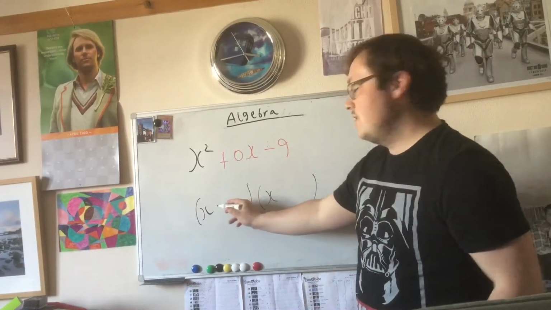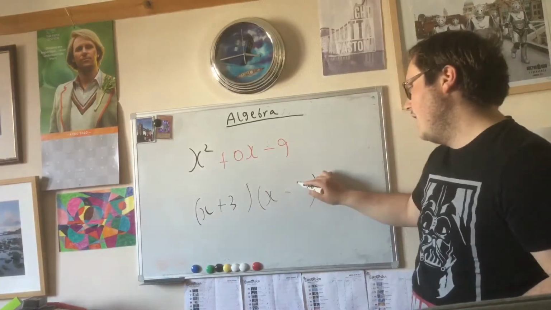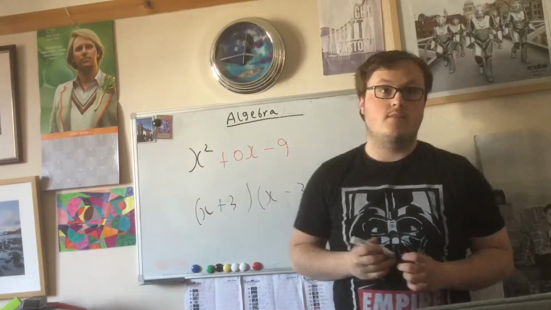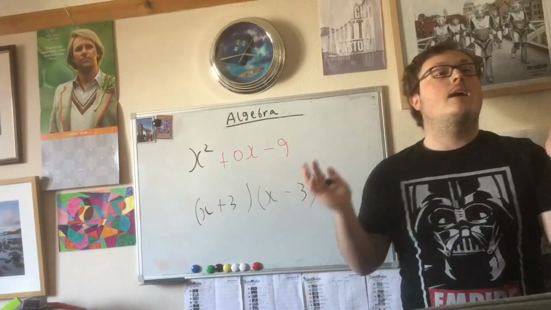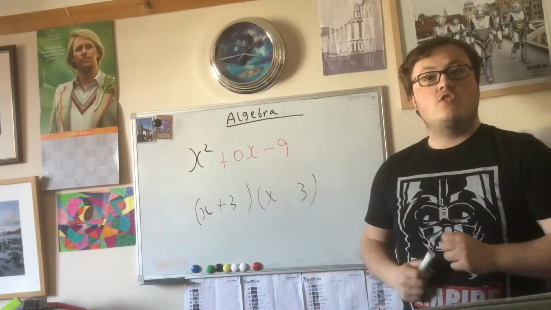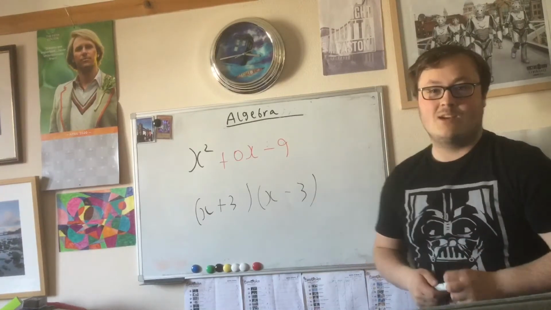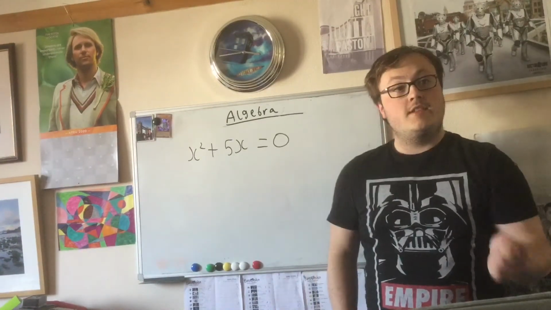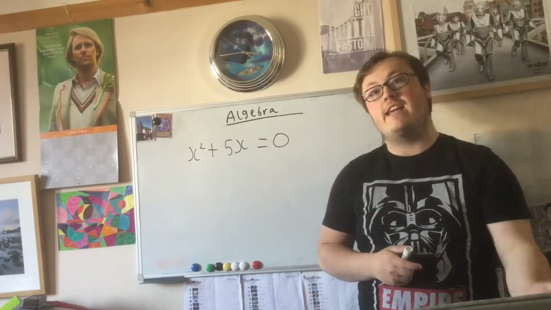So how we completed the brackets would be x plus 3 and x minus 3. If you put it as the -3 there and the +3 there, that's absolutely fine. But those are the two values you should have used to complete the factorising. Fantastic work.